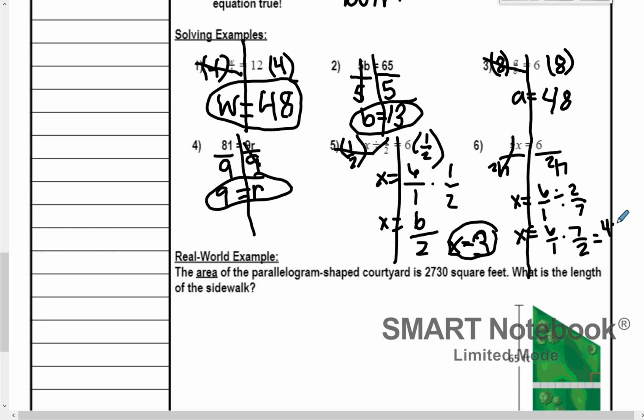42. 2 times 1 is 2. Now 2 can go into 42 an even number of times, and that is going to be 21. Again, we would want our work a little more organized than this, but because of not having my pen, I have to kind of squish it. Okay.